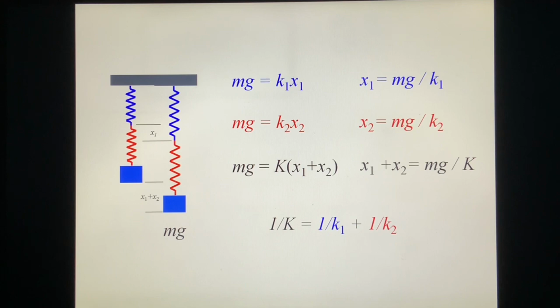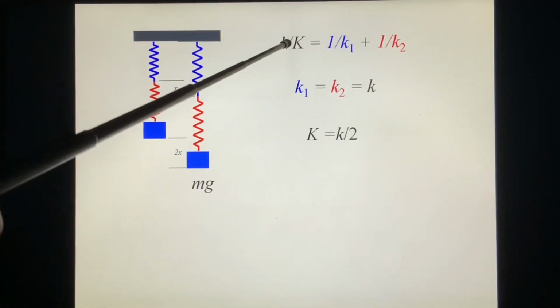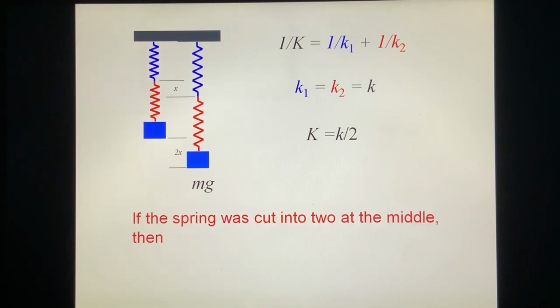So we get 1 over K equal to 1 over k1 plus 1 over k2. In our case, k1 equal to k2, so K equal to half k. The spring constant reduces into half k. All right, with that one, very easy. Okay, that will be very easy to find the period, right? If the spring was cut into two at the middle, then each spring has the new force constant equal to 2k.